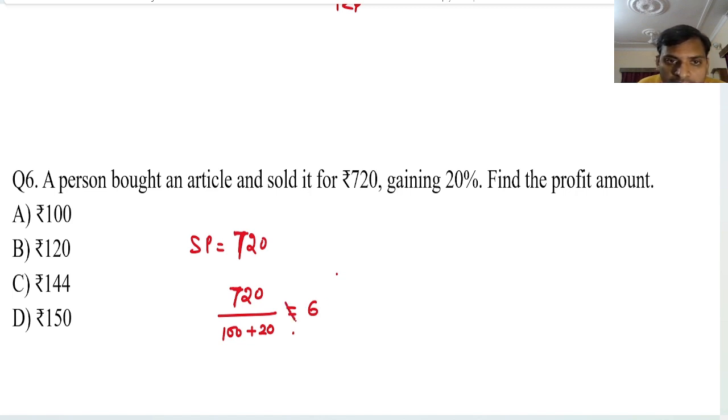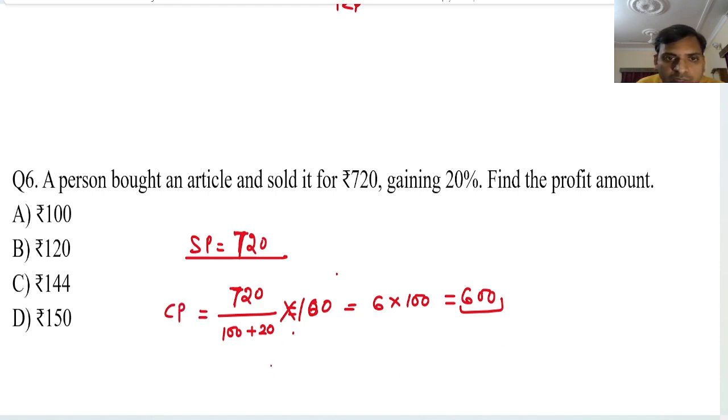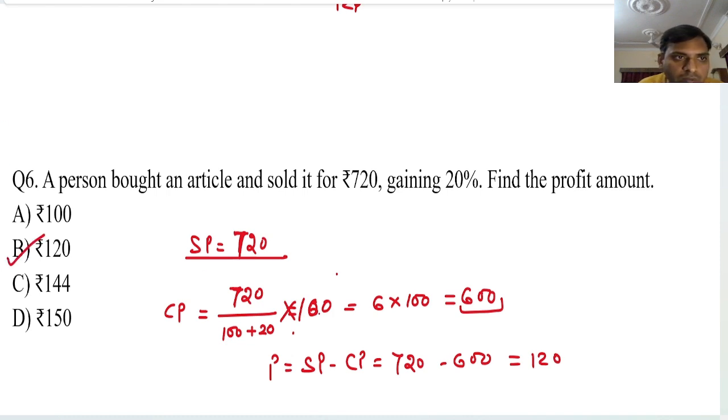Now 100% means 100% cost price. So this equals 6 into 100. So this 6 into 100 is the cost price of the product, 600. Now SP equals 720. So the profit equals SP minus CP. So SP equals 720 and CP equals 600. So the profit is rupees 120. So the correct option is B.